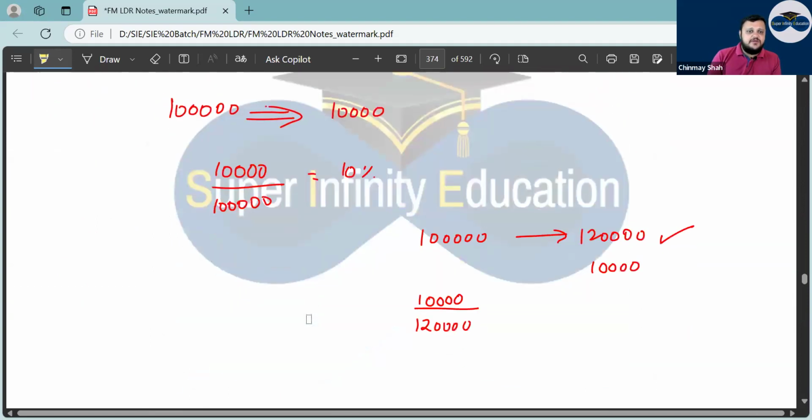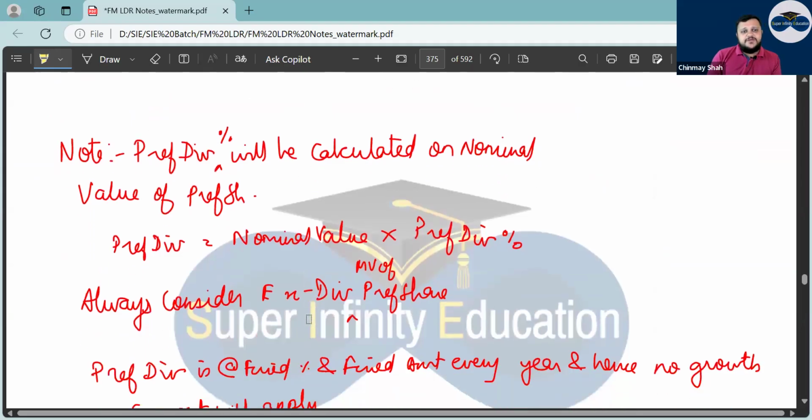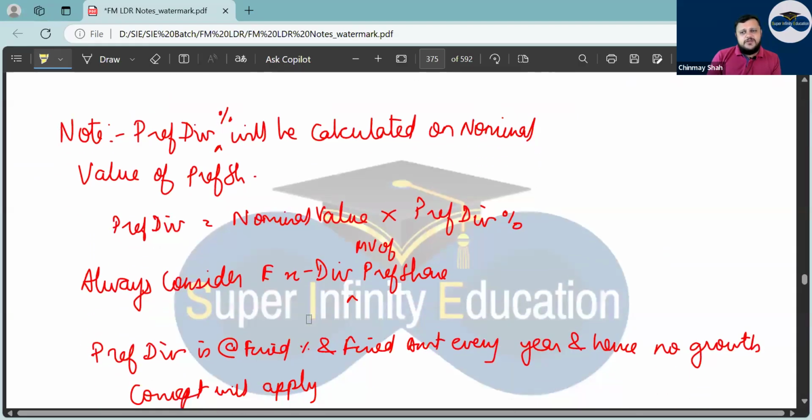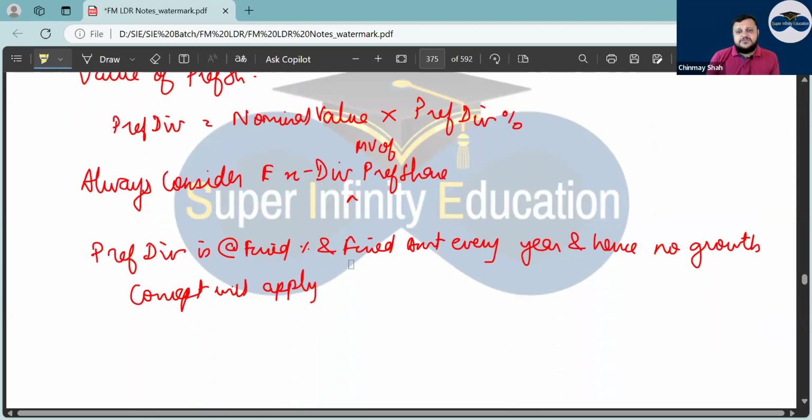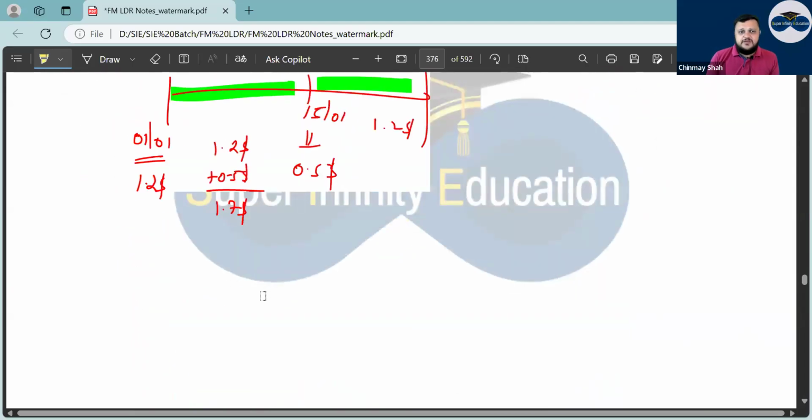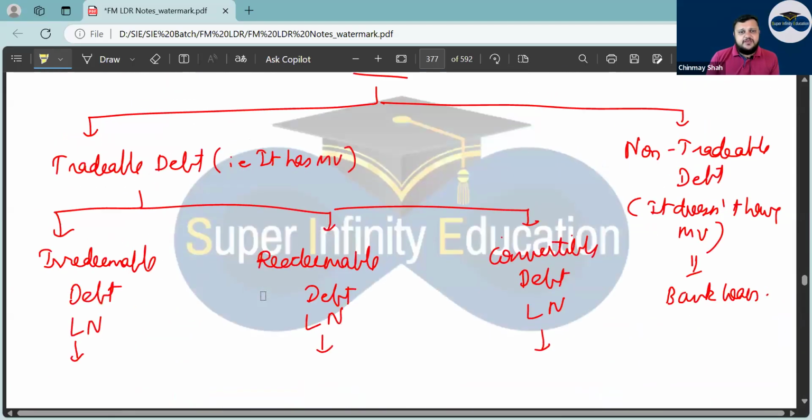The same thing applies for equity as well. The preference dividend percentage will be calculated on the nominal value of the preference share. Preference dividend is equal to nominal value times preference dividend percent. Always consider the ex-dividend market value of the preference share. Then the preference dividend is a fixed percentage and a fixed amount every year, and hence the growth concept does not apply here.